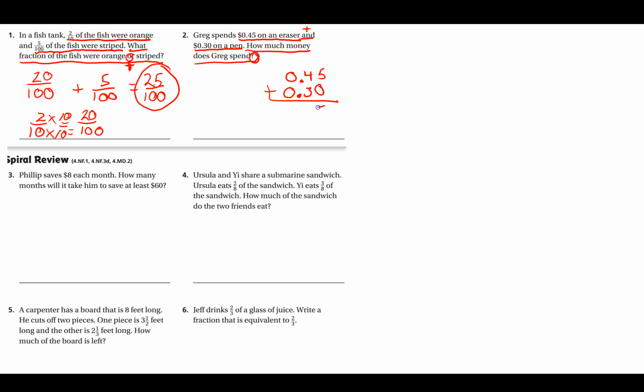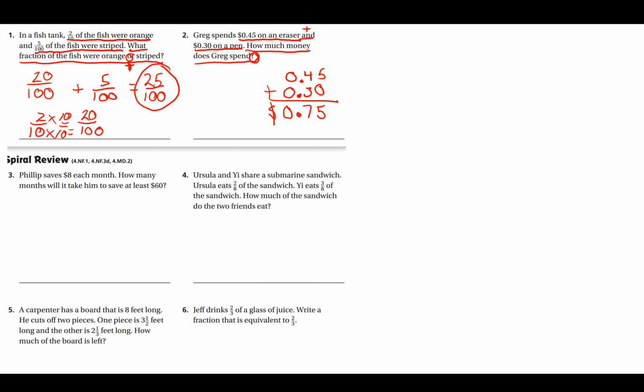Okay, now I can add these up. 5/100ths plus 0/100ths is 5/100ths. 4/10 plus 3/10 is 7/10. Bring my decimal straight down, and 0 plus 0 is 0. And again, we're dealing with money, so 75 cents.